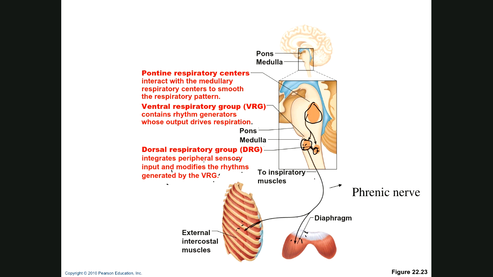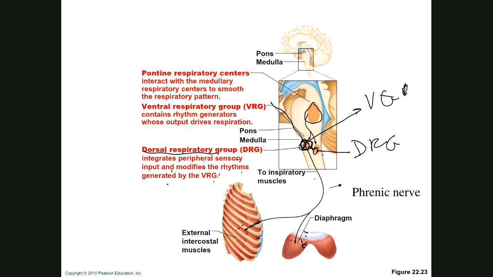However, the dorsal respiratory group, I got them backwards. This is ventral, this is dorsal. Sorry, this is the VRG, this is DRG. Let me clean this out. There we go. Okay, the dorsal respiratory group is the one that is making the ventral one turn on and off. When the ventral one turns on, the muscles are contracted, then the ventral turns off, the muscles relax. The DRG is telling the VRG turn on, turn off, turn on, turn off.